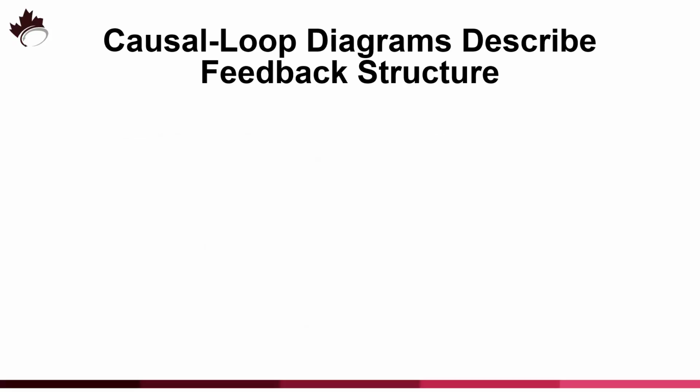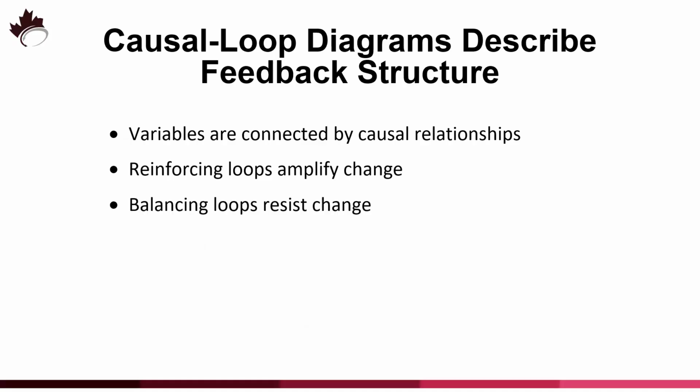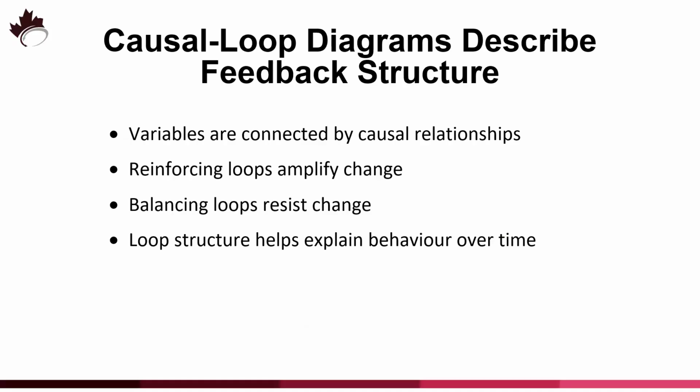Causal loop diagrams describe the feedback structure, and the variables are connected by causal relationships. Reinforcing loops amplify change, and balancing loops resist change. The loop structure explains behavior over time.